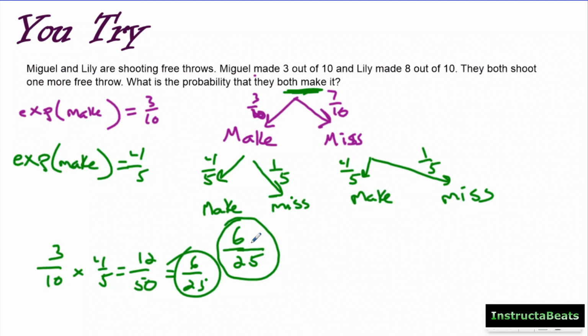If they both shot one more, and they did that 25 times, we'd expect both of them to make it only 6 out of those times.